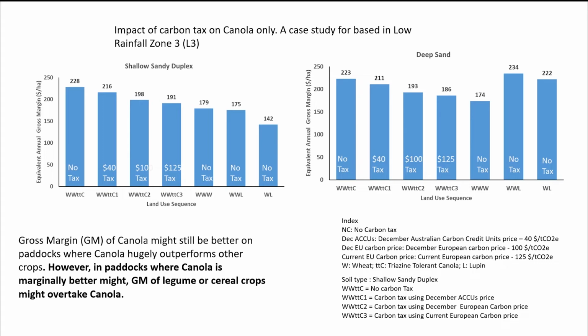After the tax, it fell down to $186 a hectare, while lupin was still there, with no tax on that. Or it might even start coming closer to something else like wheat. That is the key message in that.